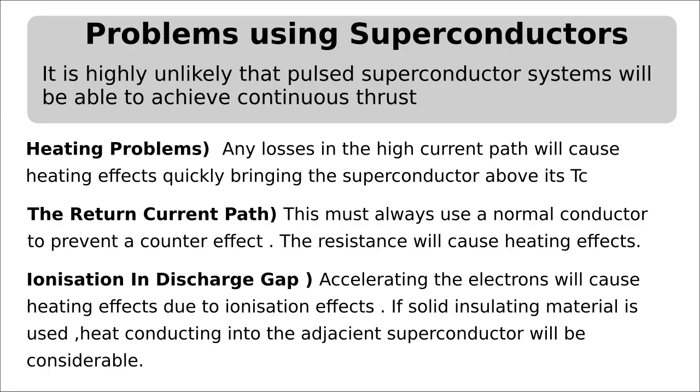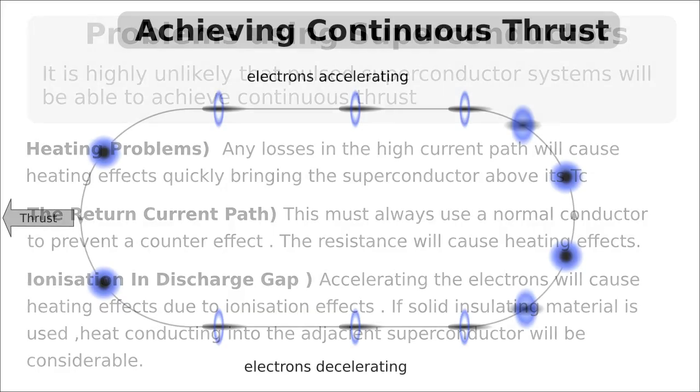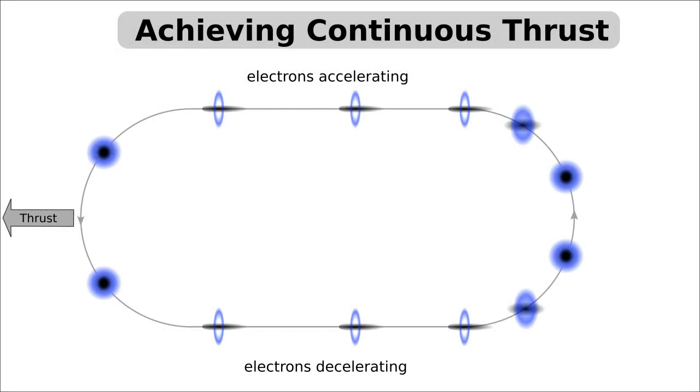Ionizing the atoms in the discharge gap or insulator required to accelerate the electrons will always cause heating effects. Poher had to wait 30 minutes between discharges for the superconductor to cool down. To achieve continuous thrust, we need far greater efficiency. The electron's motion should be in a circular path so that unused kinetic energy can be recovered. One might consider using a particle accelerator such as a cyclotron or a synchrotron. Unfortunately, accelerating electrons emit X-rays, reducing the efficiency and causing dangerous radiation.